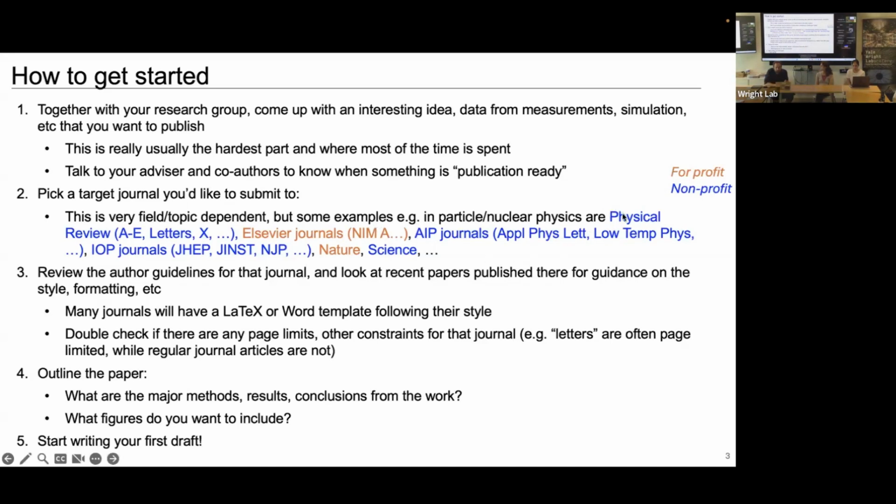One thing I've highlighted here is that some of these journals are run by nonprofit organizations, in blue, and some are run by for-profit organizations. I think every journal I've listed here is very reputable, but if you publish a Nature paper, you might spend up to $10,000 paying them for the privilege of publishing your paper with them. And that in principle, I guess, goes into their profits at the end of the day. So it's something just to be cognizant of.